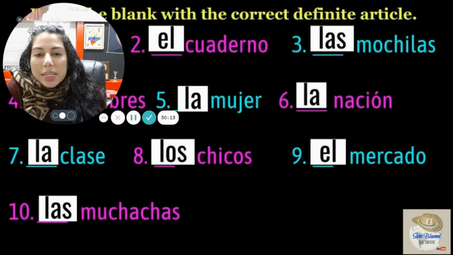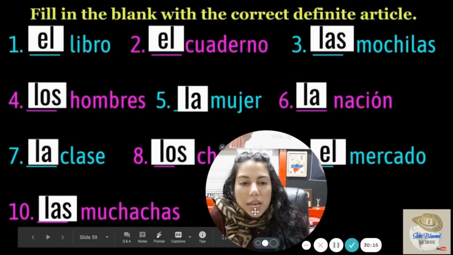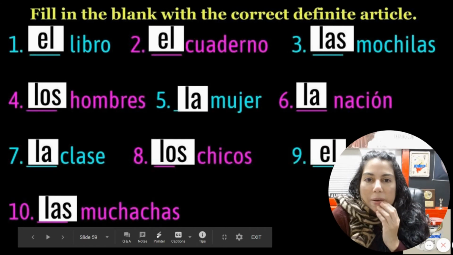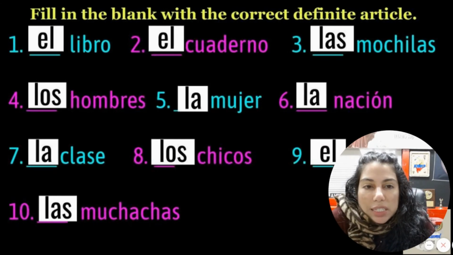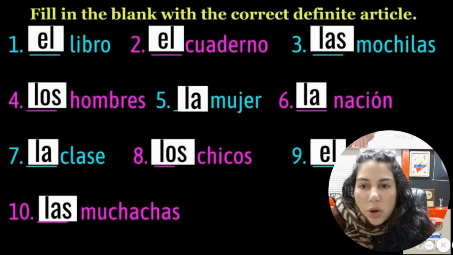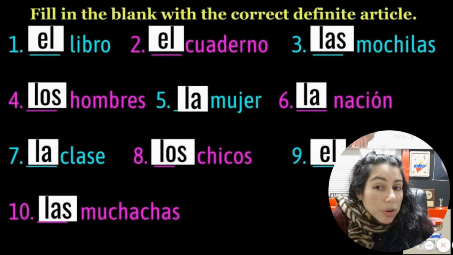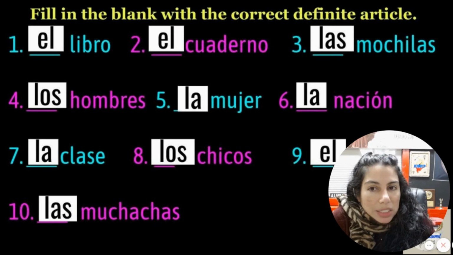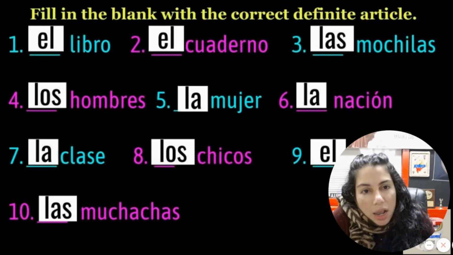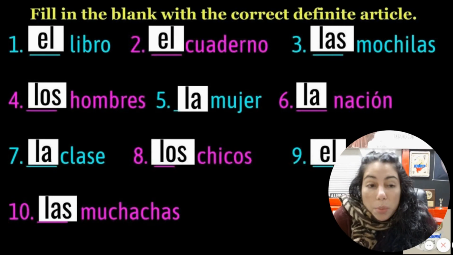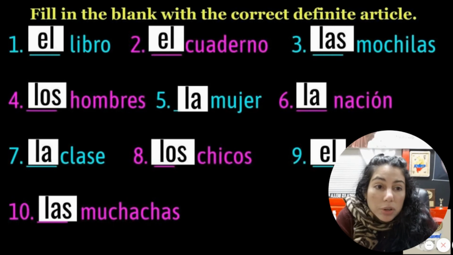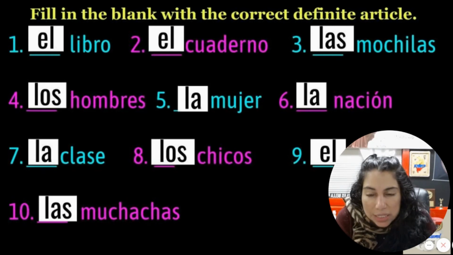Okay, so now I have this exercise that you have in your worksheet, in your study guide, where it says fill in the blank with the correct definite article. So you have libro. Libro is singular and masculine, so I have to go with el. You have cuaderno, singular, masculine, so el cuaderno. Mochilas is plural and feminine, so I have to go with las mochilas. The same with los hombres.